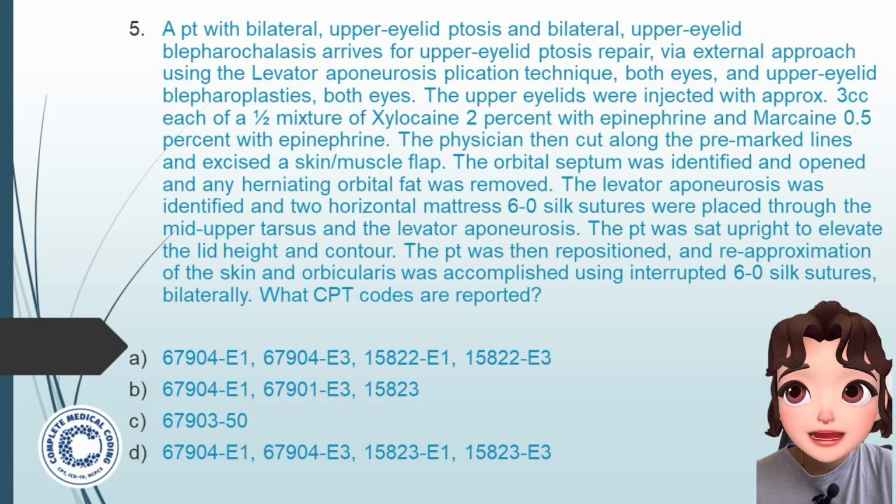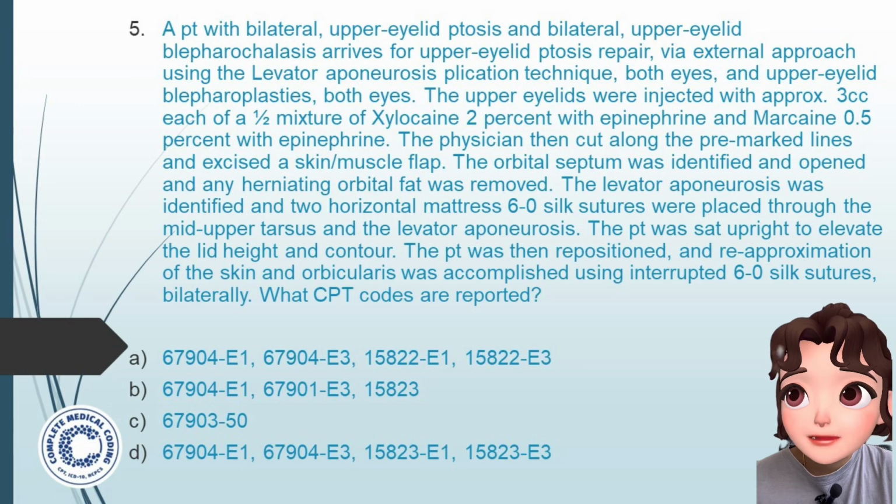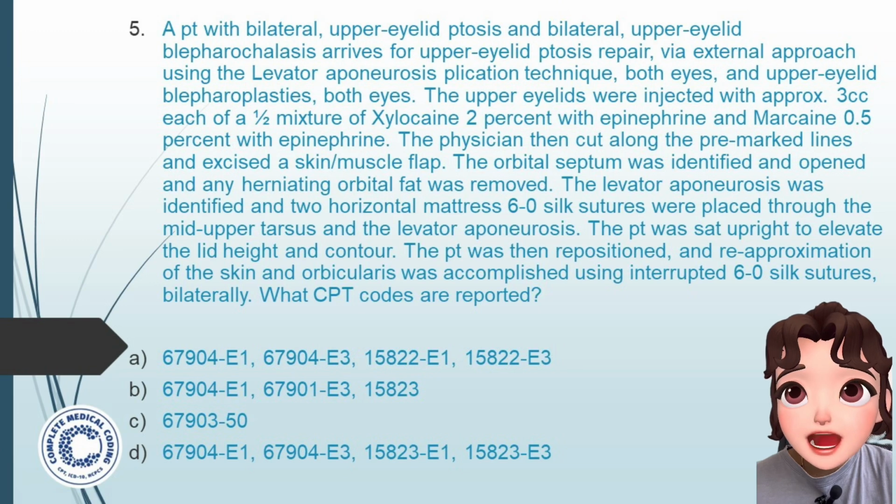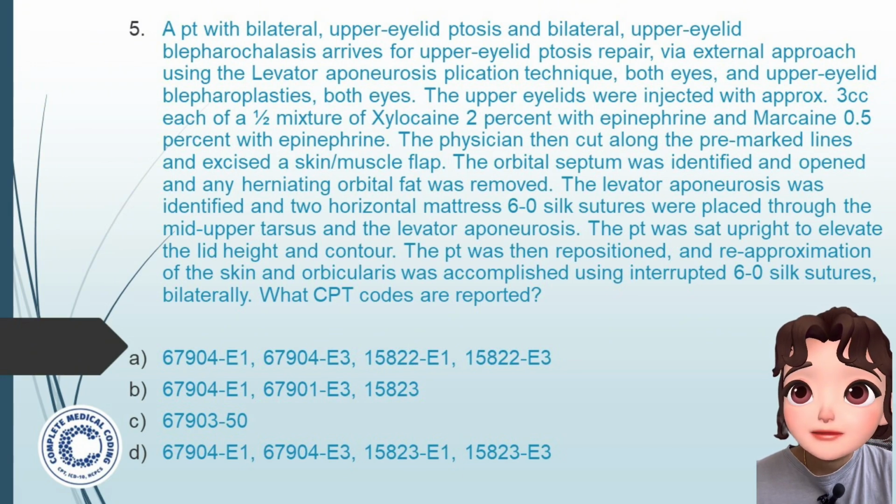A patient with bilateral upper eyelid ptosis and bilateral upper eyelid blepharochalasis arrives for upper eyelid ptosis repair via external approach using the levator aponeurosis application technique. Both eyes, and upper eyelid blepharoplasties, both eyes. So here from the first sentence itself, what is the procedure done here that you will be getting? Okay, bilateral upper eyelid ptosis repair and bilateral upper eyelid blepharoplasties. Both are upper eyelid only.